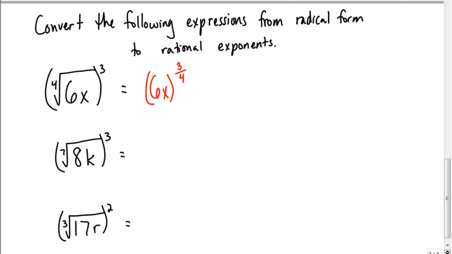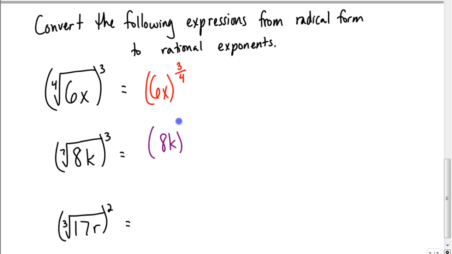For the next one, we have the seventh root of 8k, that quantity being cubed. So in this one, we would have 8k, that whole quantity. Now notice how I put these in parentheses, because let's go back to that first one for a second. If I had just written it like this, that would mean that 3/4 would only apply to the x. So we'd only be taking the fourth root of x cubed, but not the 6. So it's very important that we include those parentheses. So the 8k, again, it's the whole thing here, so we put it in parentheses.